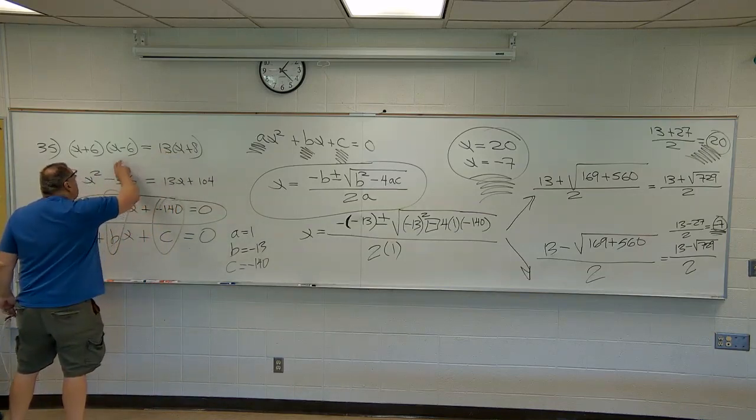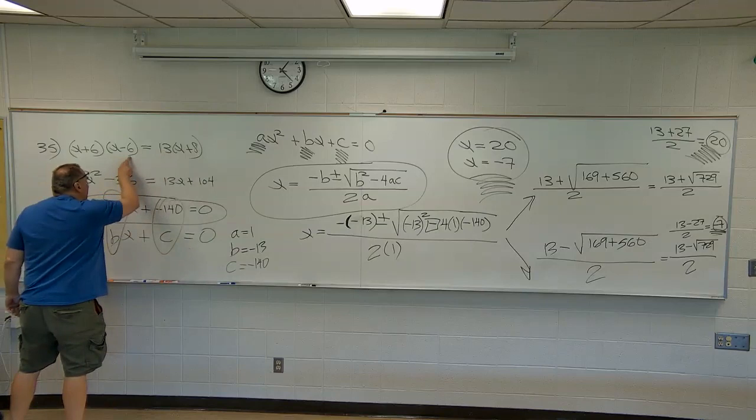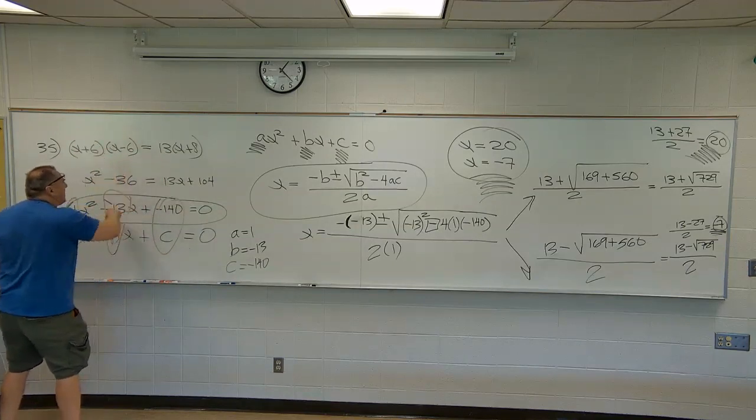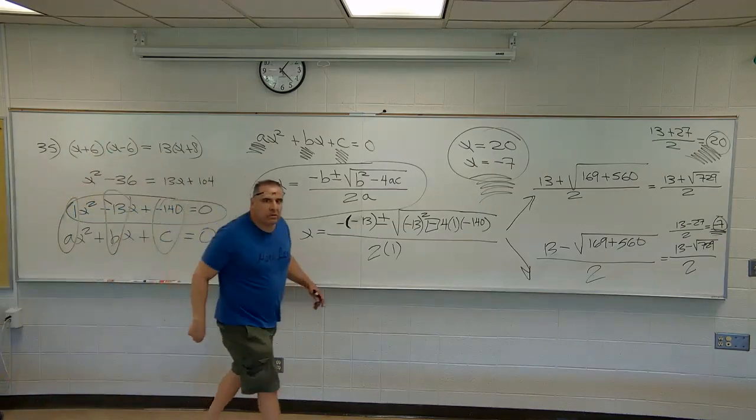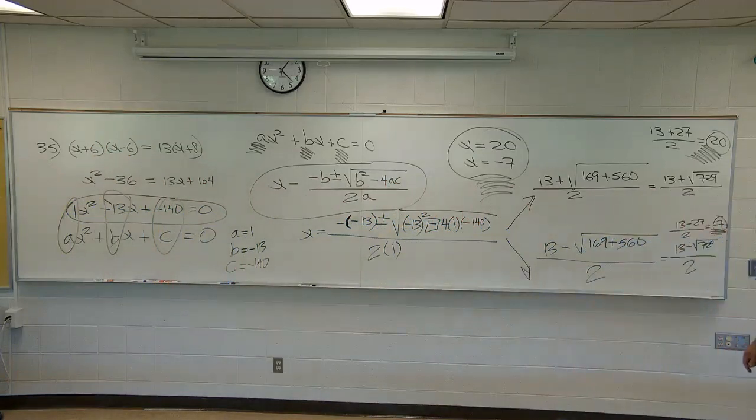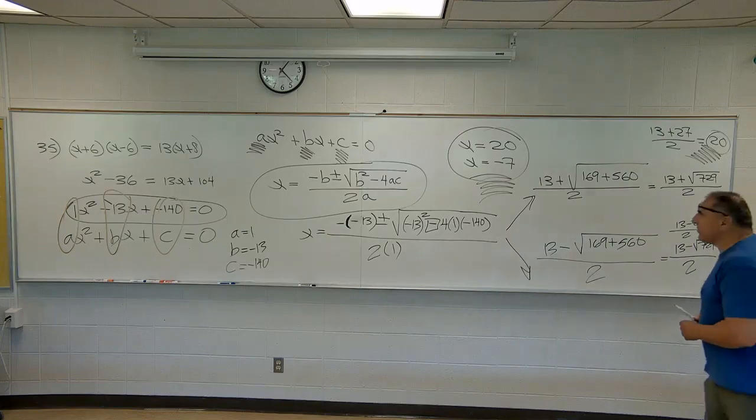1 times 13 is 13. -7 minus 6 is -13. -7 plus 6 is -1. -1 times -13 is 13. 13 equals 13. It works. Very important. Absolutely it works. There's your answer.